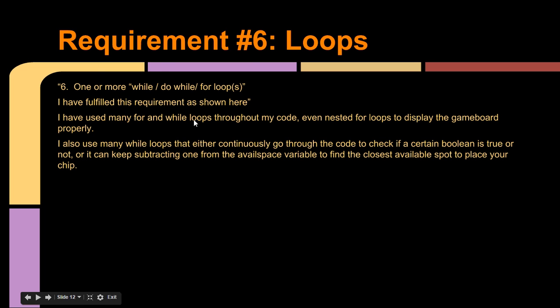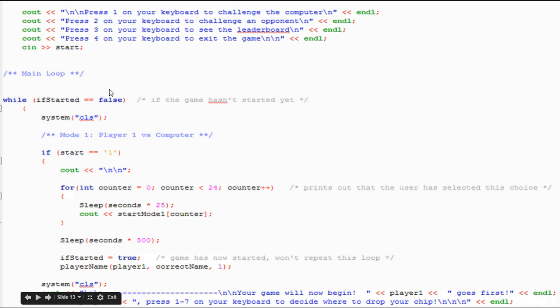So requirement number 6, loops. I use many loops. Most of them display the game board, and a lot of them maintain big parts of the code so that it can go through it multiple times until it gets it right. Like the game finish loop goes continuously until the game is actually over. I have a while loop here and a for loop in here. This is actually for the start of it. That's why there's if started here, and this prints out a char array.